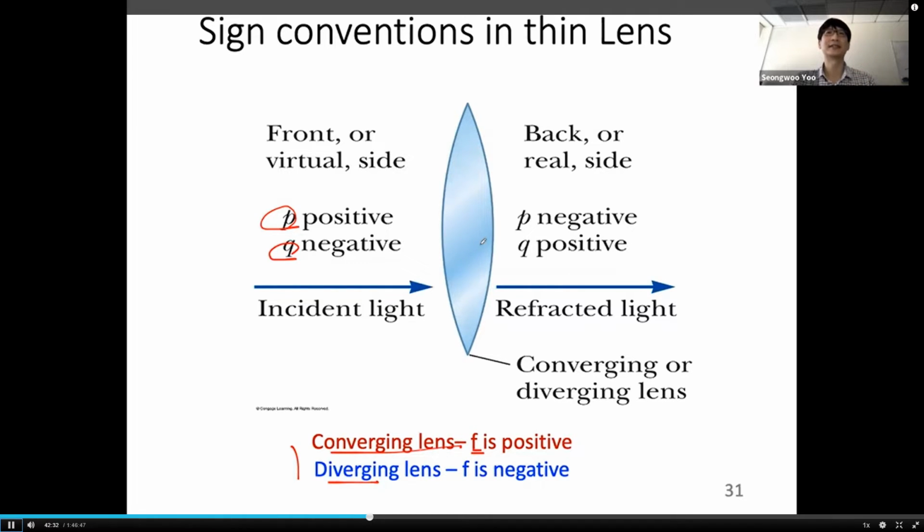Then what is a converging lens? A converging lens means the central part of the lens is always thicker than the rest of the part. Then this is a converging lens, and it has a positive focal length. If the central region is thinner than the rest of the part, then this is a diverging lens whose focal length is always negative. All right.